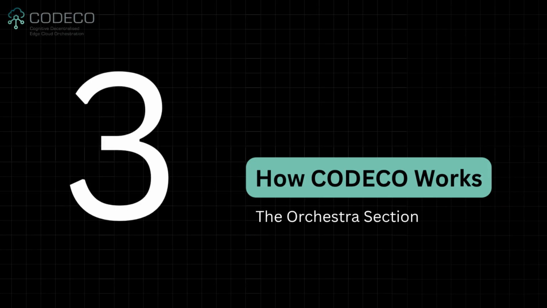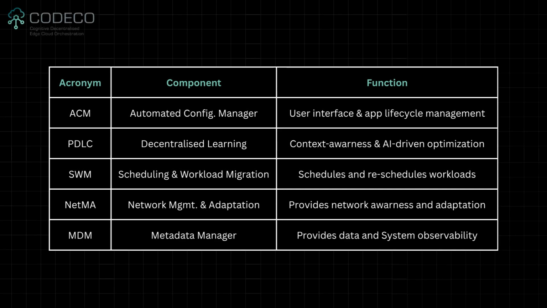Okay, so we've established CODECO is our conductor. But what about the sections of the orchestra? Let's peel back the layers and look at the actual components that make this whole thing tick. So let's meet the band. First up, you've got the ACM, the Automated Configuration Manager. Think of this as the stage manager. It's how the user, the developer, sets everything up. Then you have the PDLC. This is the real magic. It's the AI brain. It's the maestro's intuition, using AI to predict what the application needs and where things should run.